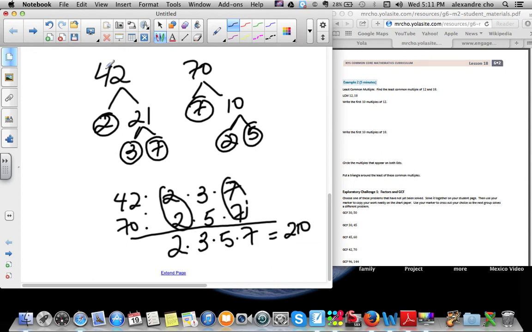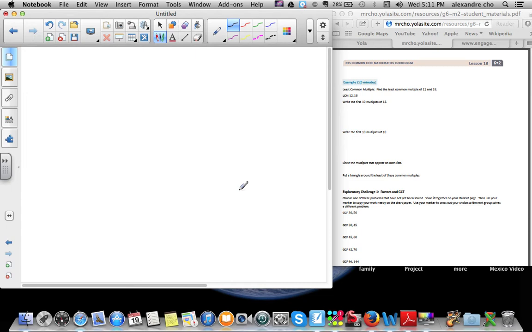We did 42 and 70. Now we've got to do 96 and 144. So you are free to do whatever choice you want on the state test. I don't think they will tell you, hey, do it this way or that way. Actually, they might ask you to list the multiples. They might ask you to list the multiples.